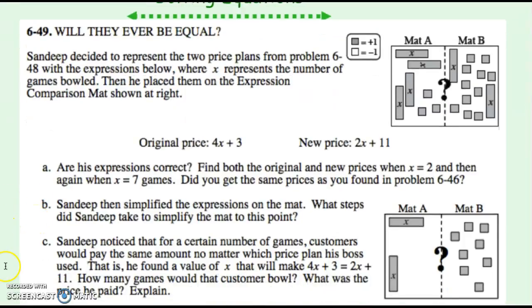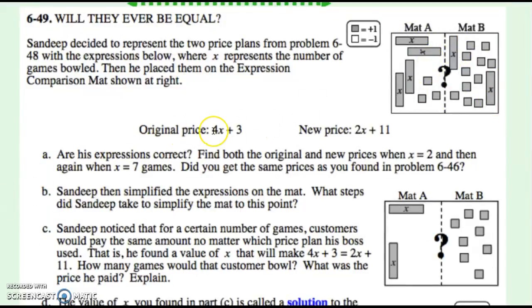I'm going to do problem 6-49. Will they be equal? Sandeep decided to represent the 2 price plans from problem 6-48 with the expressions below, where x represents the number of games bowled. Then he placed them on the expression mat shown at right. So I see my expression mat over here.